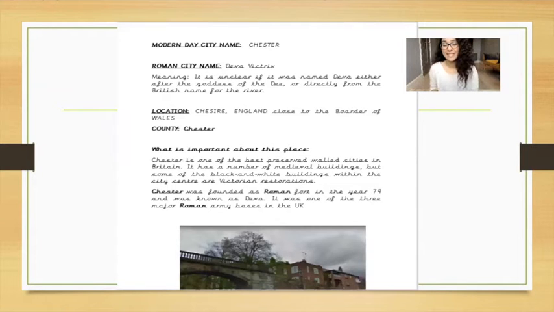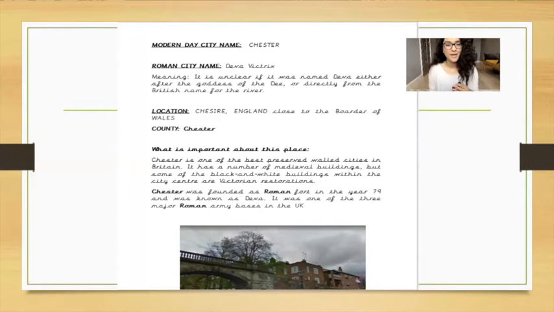Another modern day city name, Chester. The Roman city name of Chester is Diva Victrix. Meaning, it is unclear if it was named Diva either after the goddess of the Dee or directly from the British name for the river. The location of Chester is in Cheshire in England. It's close to the border of Wales. The county of Chester is Chester.